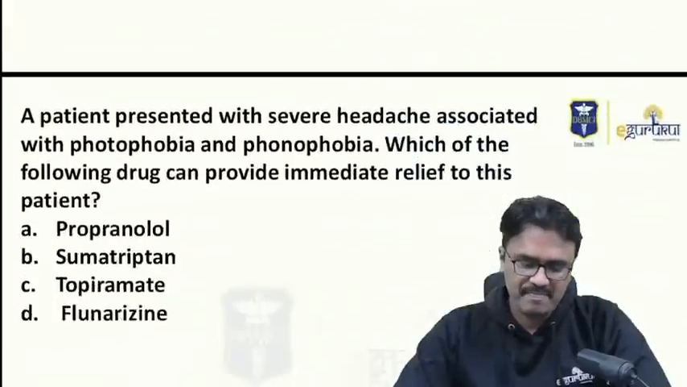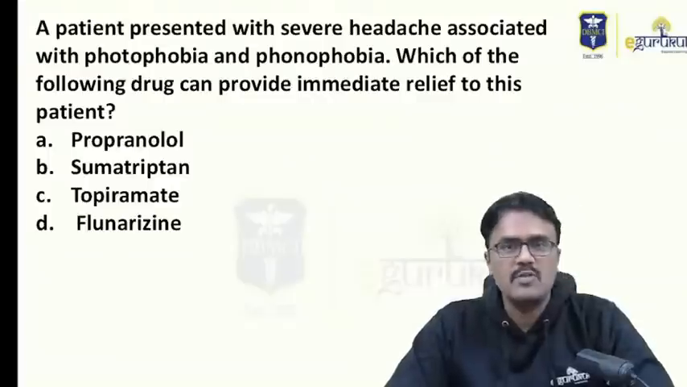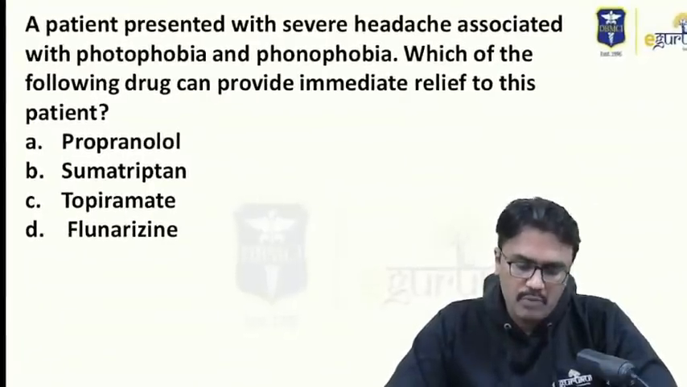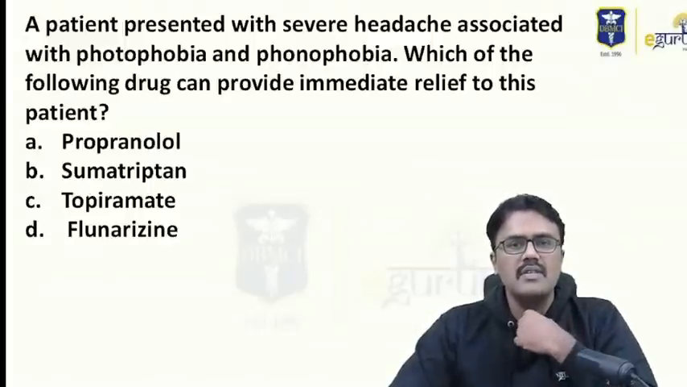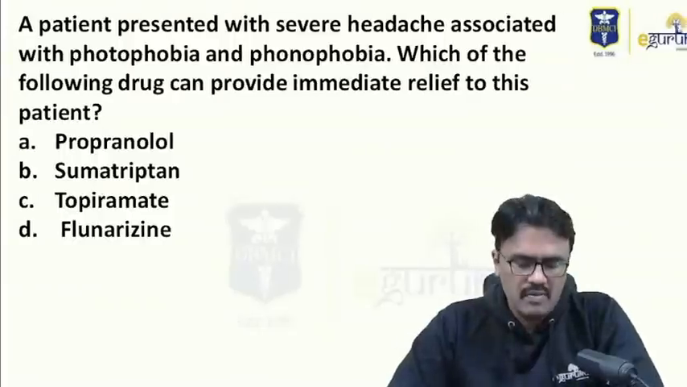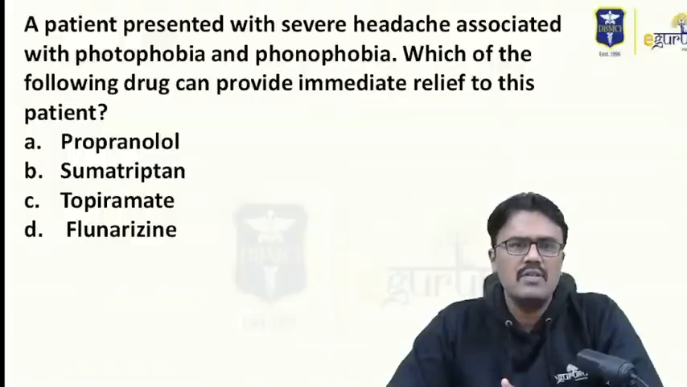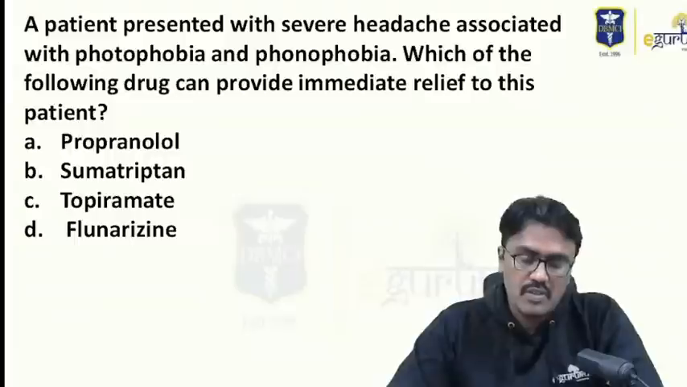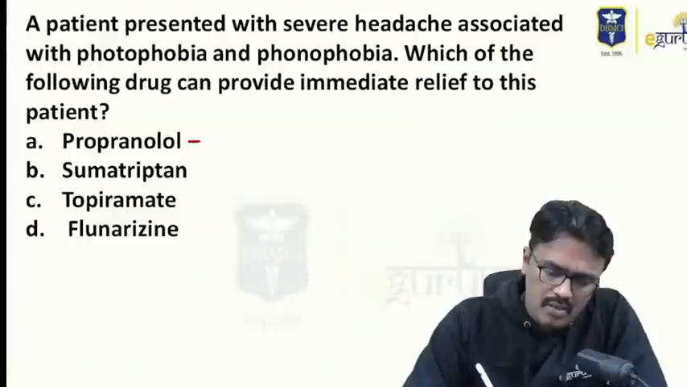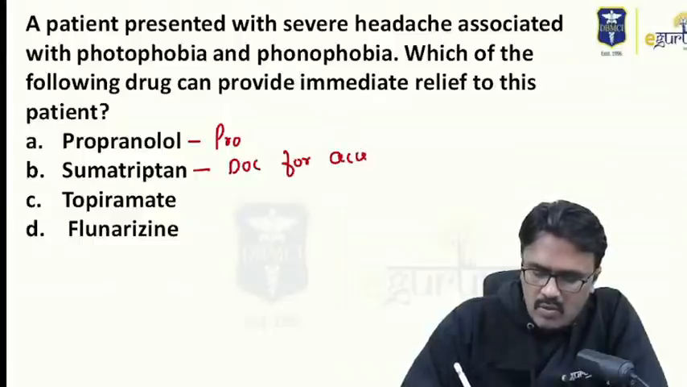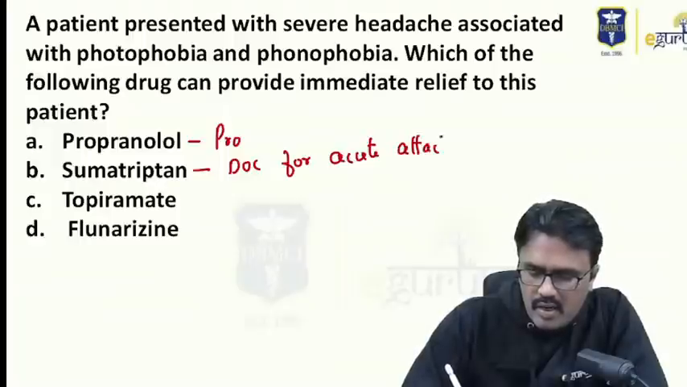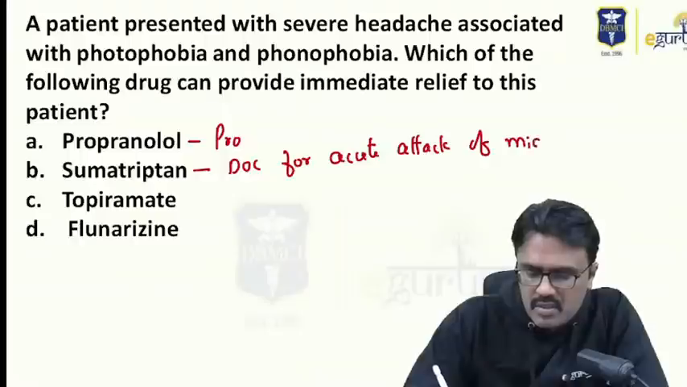What is that question? A patient presents with severe headache associated with photophobia and phonophobia. Which of the following drugs can provide immediate relief to this patient? Obviously, without any history, we can diagnose it as migraine headache. So which is used for immediate relief is the question. Propranolol is mainly used for prophylaxis of migraine. Sumatriptan is the drug of choice for acute attack of migraine. So in this patient who has an acute attack of migraine, the right answer will be sumatriptan. That is the best answer.